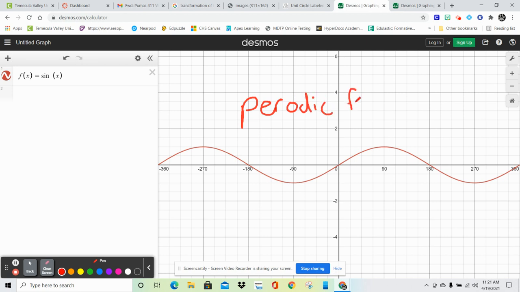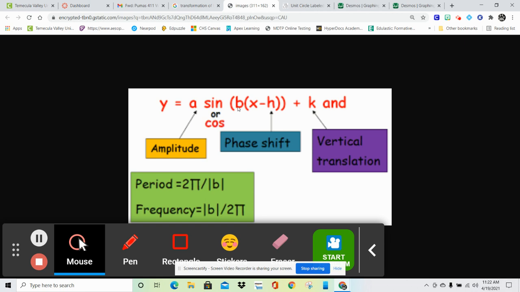Why do we call it a periodic function? Because it has a set period where the graph repeats itself. That's a vocabulary word we want to make sure you know. And where did that come from? That came from the B. The B is going to control the period.